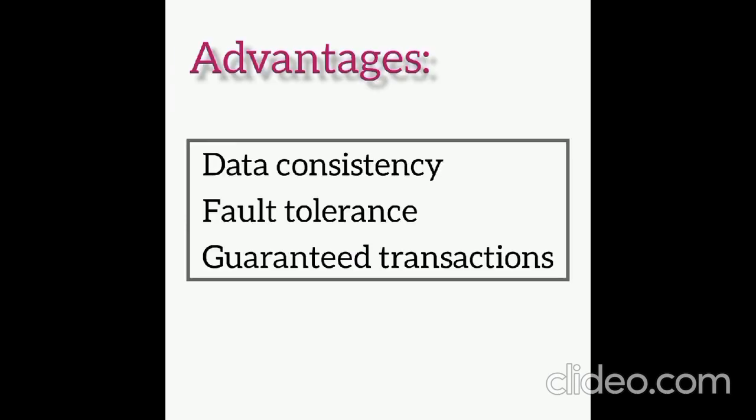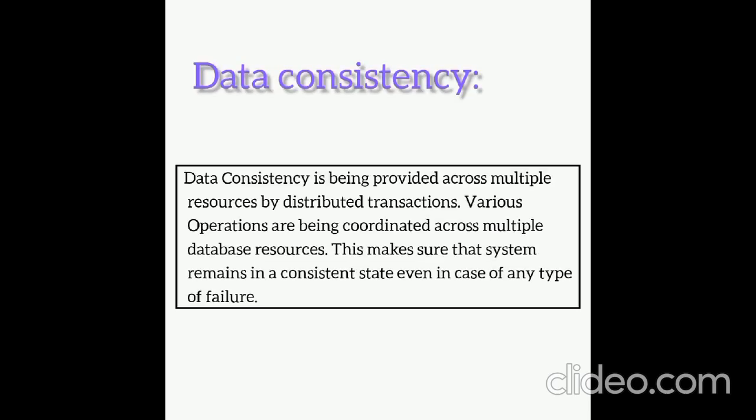Distributed transactions have some advantages in data consistency, fault tolerance, and guaranteed transactions. The first advantage is data consistency. Data consistency is provided across multiple resources by distributed transactions. Various operations are coordinated across multiple database resources. This makes sure that the system remains in a consistent state even in case of any type of failure.